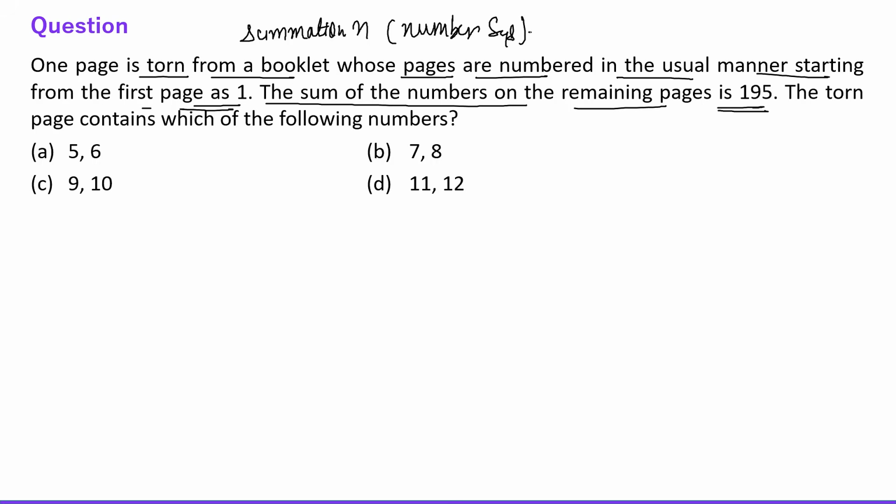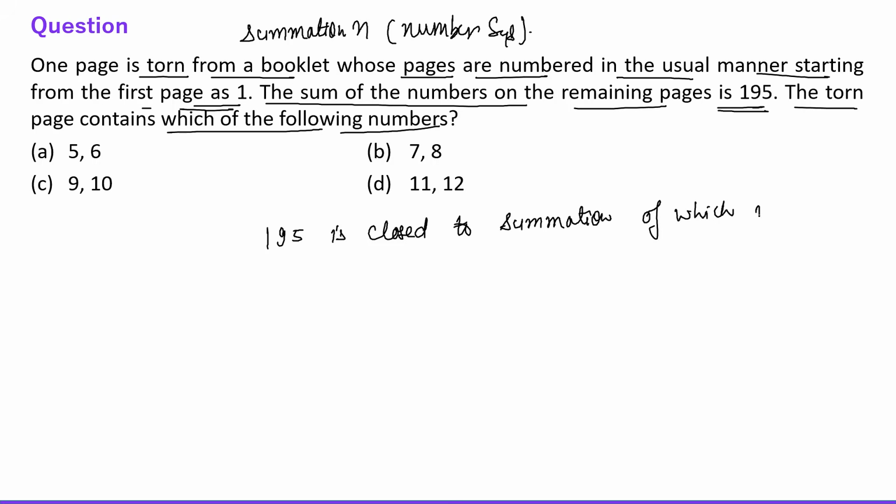And this is again not an easy question for engineers also. Let me be very frank. So the question is, the torn page contains which of the following numbers? Okay, so here we need to find 195 is close to which summation? 195 is close to summation of which number? Summation 19.